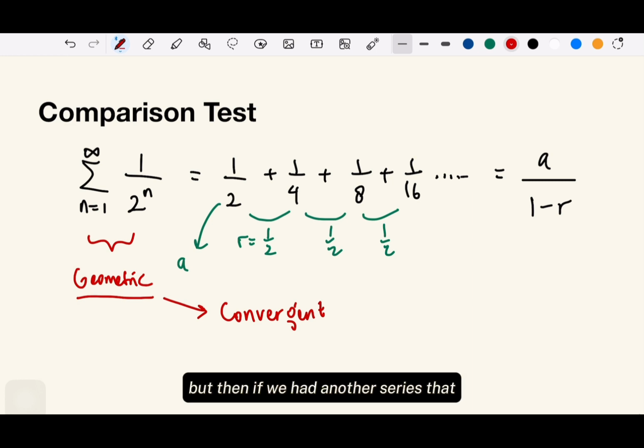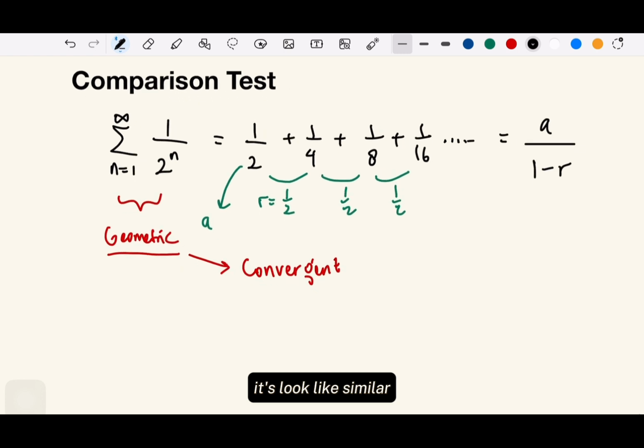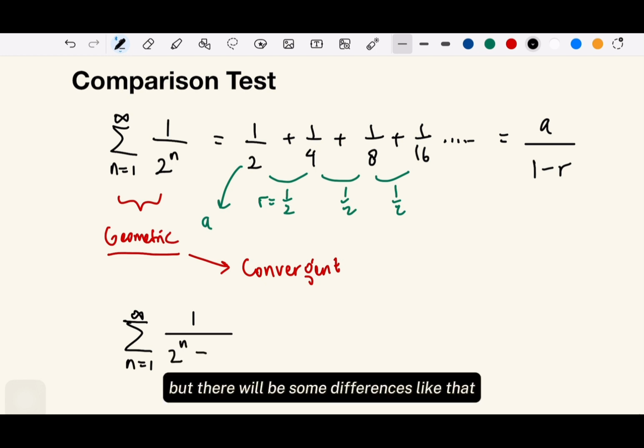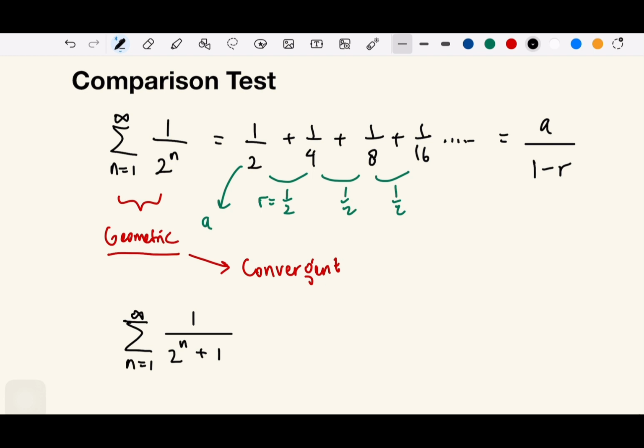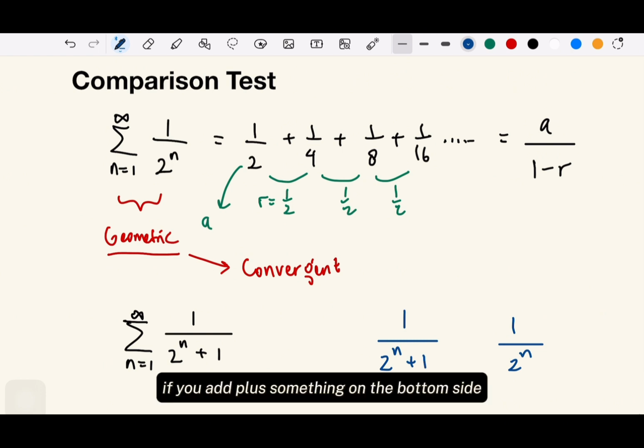But then if we had another series that looks similar, but with some differences, like adding plus 1 in the bottom of the equation, we know the first one is convergent. And how about this series? If we compare, of course, if you add plus something on the bottom, it will give you a smaller value than this one. So you could say that the left is less than the right.